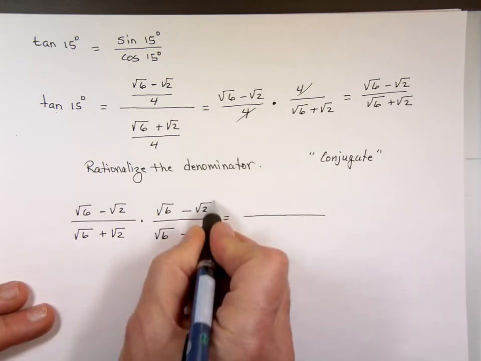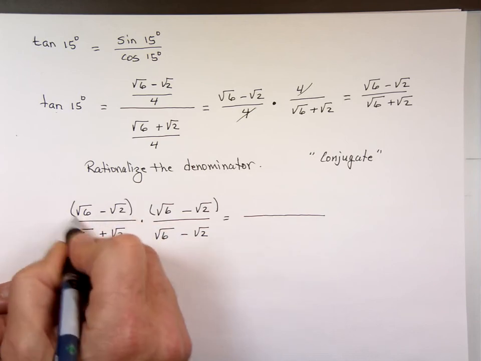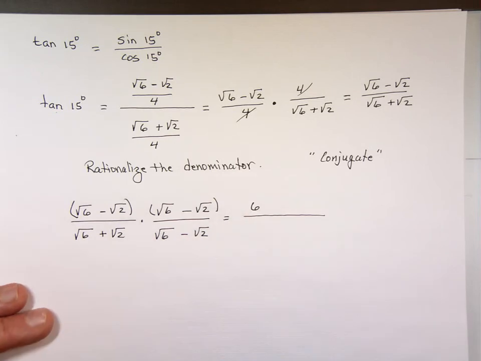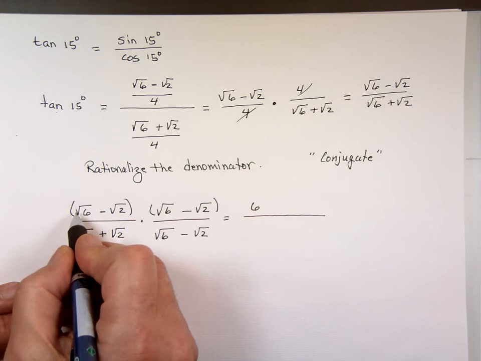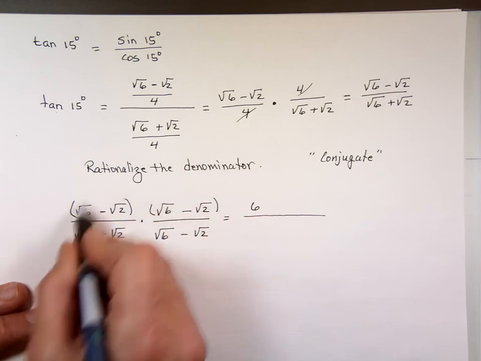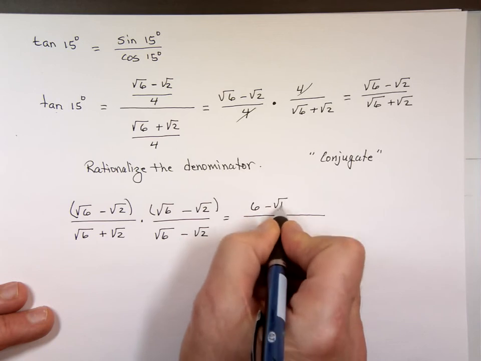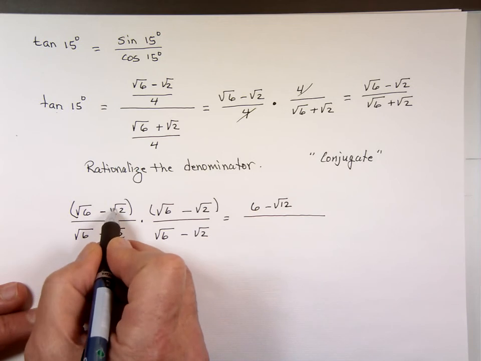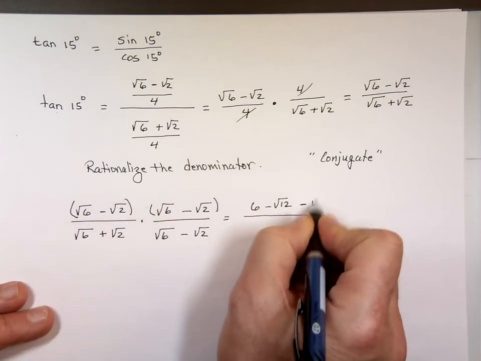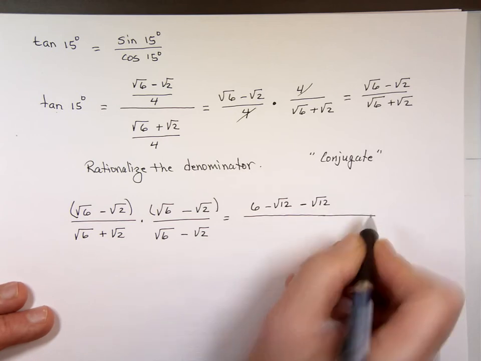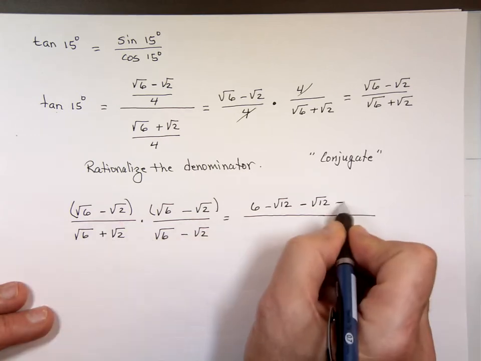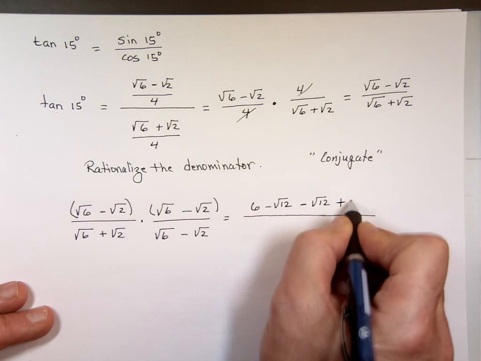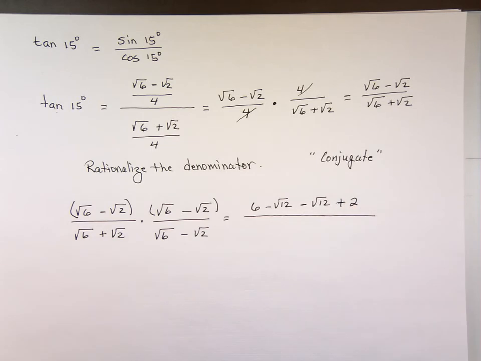Remember, you're FOILing. What is the square root of 6 times the square root of 6? Just 6, or the square root of 36, which is 6. What is the square root of 6 times negative the square root of 2? That will be a negative the square root of 12. Now the next one is negative the square root of 2 times 6. Negative the square root of 12. And the last one, negative times negative, that's positive. The square root of 2 times the square root of 2 is the square root of 4, which is 2. When you multiply a square root by itself, you lose the square root sign.